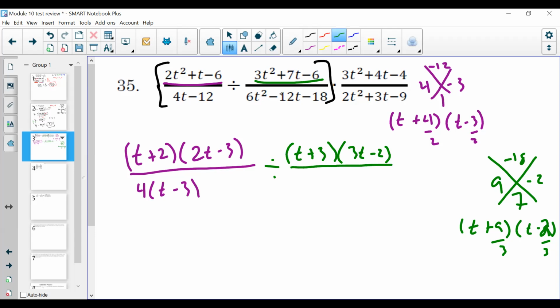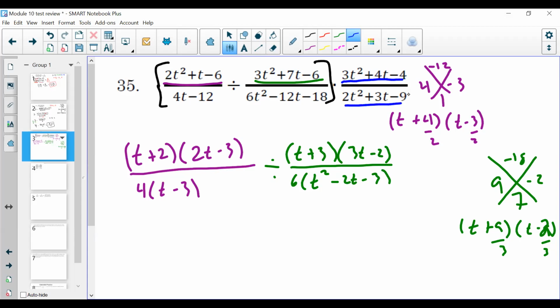And on the bottom, I can factor out a 6 first, and I get t squared minus 2t minus 3. I'm going to finish up the t squared minus 2t minus 3 in the next step. But before I do that, I'm going to factor out these right here.